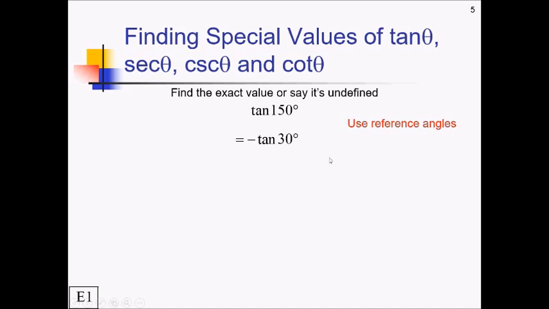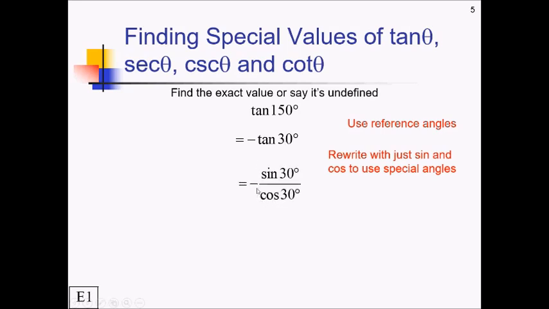When you get to this point, we're going to rewrite this using only sine and cosine. That'll allow us to use some of those special angle values that we know. So I'm going to rewrite this as negative sine of 30 over cosine of 30. And now I know what the sine of 30 is. That's going to be 1/2. So I'm going to be doing a big fraction here, negative 1/2 on top. On the bottom, I've got the cosine of 30, which is radical 3 over 2.